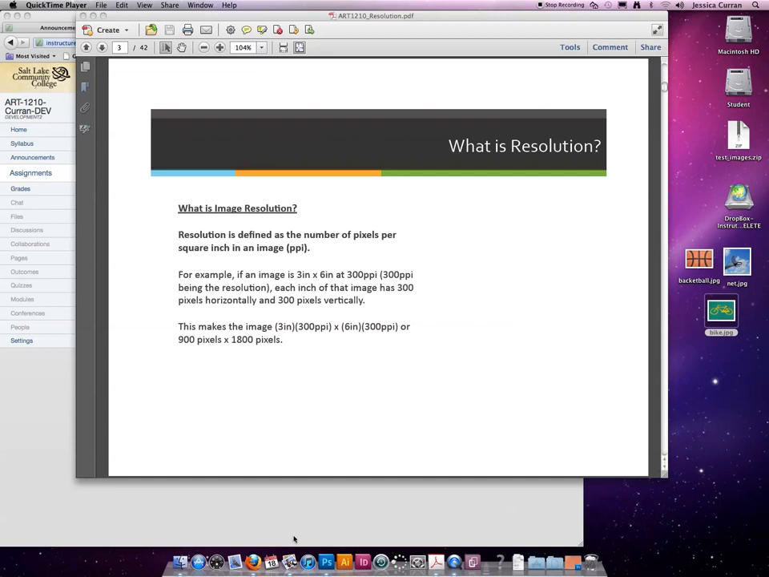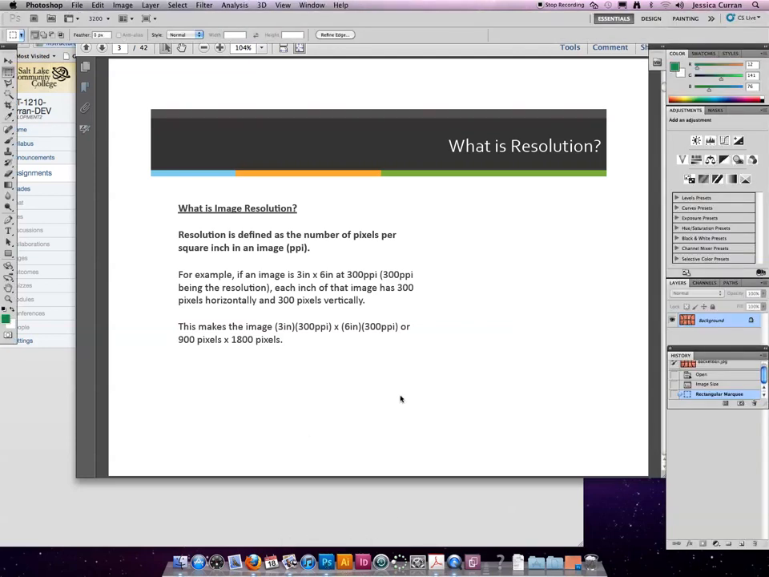So in this case, an image that's 3 inches by 6 inches at 300 ppi would be 900 by 1800 pixels. What that means is that the total image has that number of pixels, and now I can determine: do I want to squeeze those pixels together? Do I want to make it a 300 resolution image? Or do I want to spread those pixels apart and make it a 72 resolution image? Those are our two standard resolutions we'll talk about in further slideshows. But let's go to Photoshop.